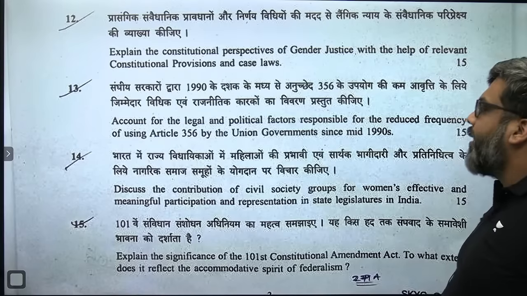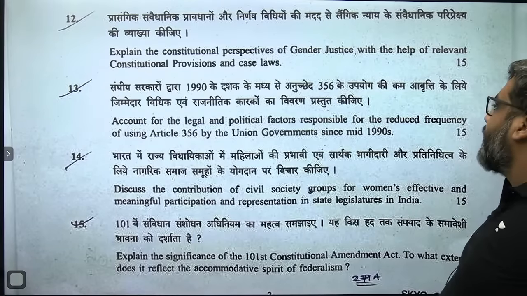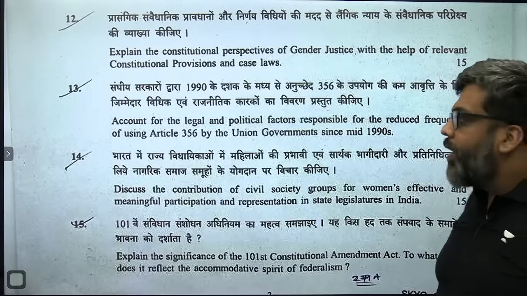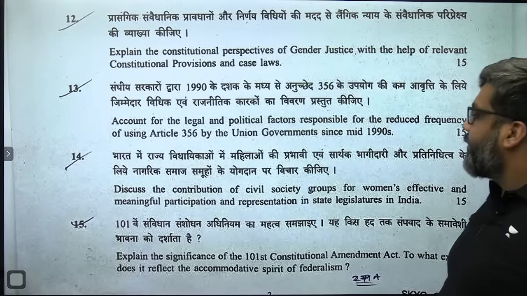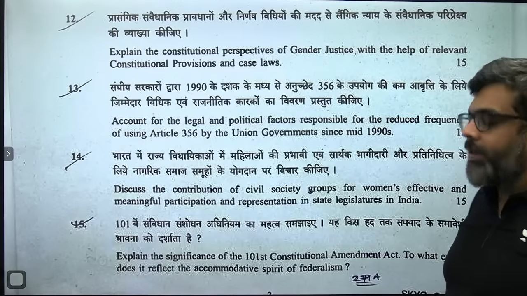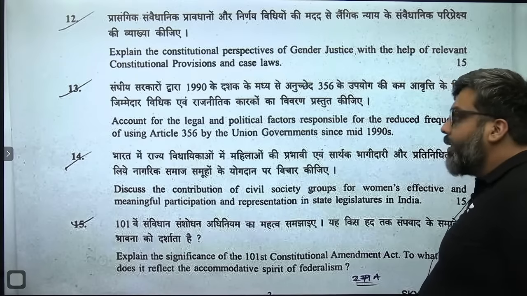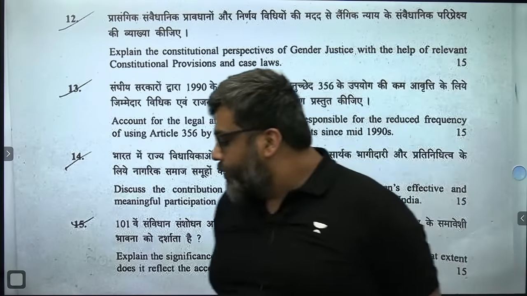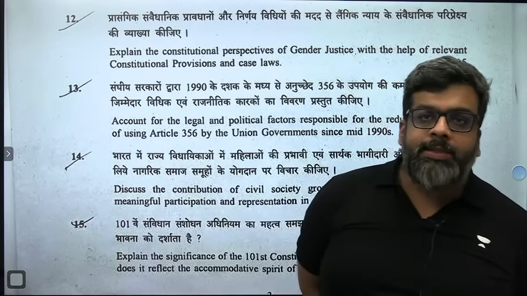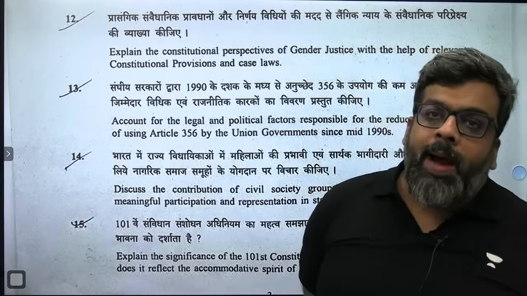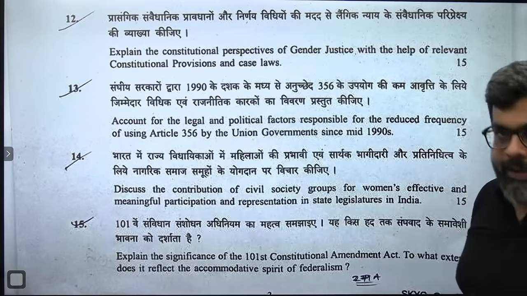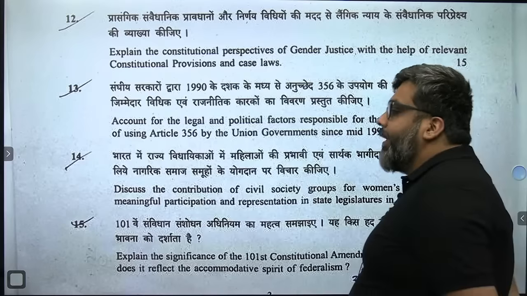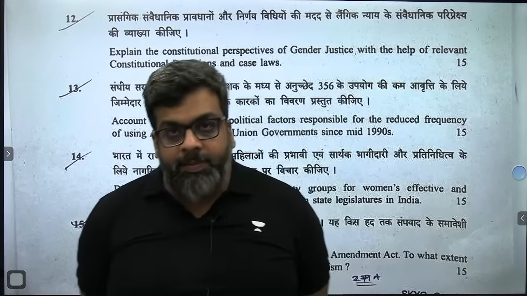Account for the legal and political factors responsible for the reduced frequency of using Article 356 by the Union government since the mid-1990s, which basically means that we are imposing fewer state emergencies or President's rule since 1990. Why is that the case? Explain with respect to legal and political factors. So the legal factors would therefore mean the provisions and the judgments around it.